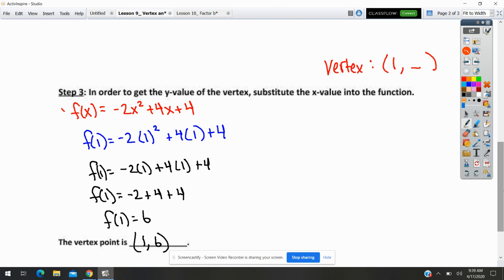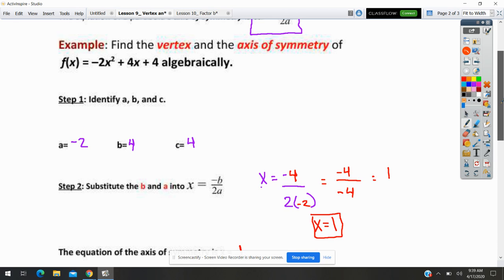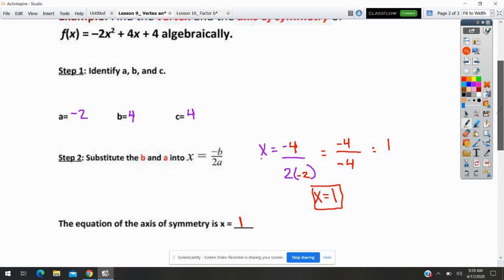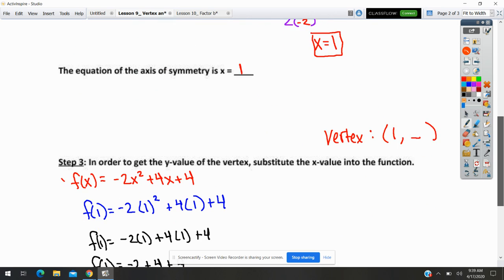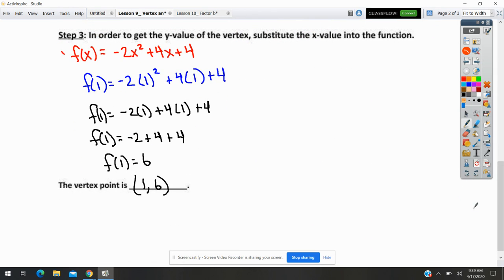Okay, so you use the negative b over 2a to get the axis of symmetry, which is the x value of the vertex, and then you just substitute it.